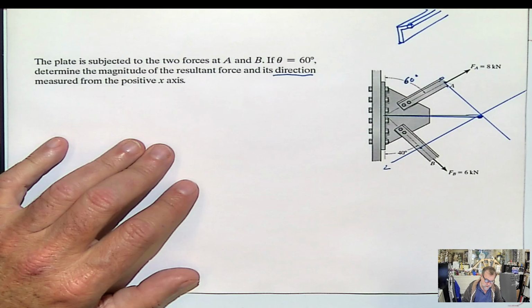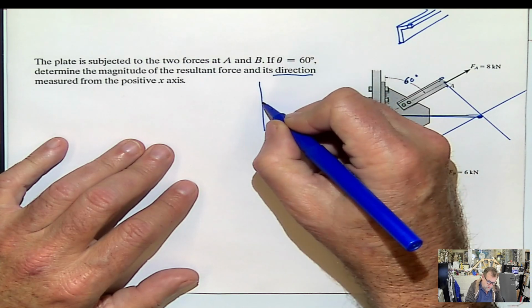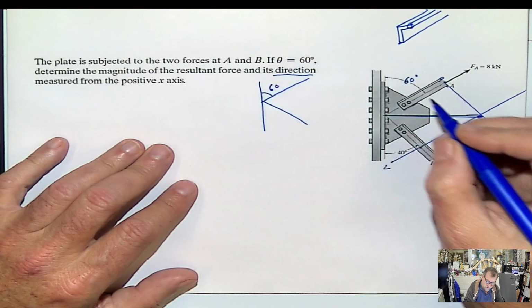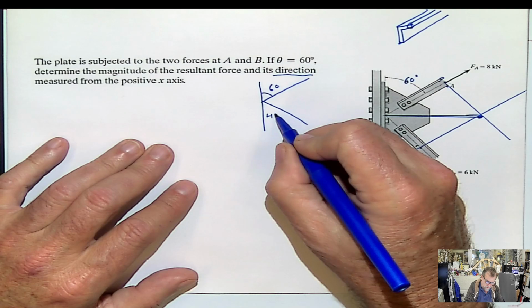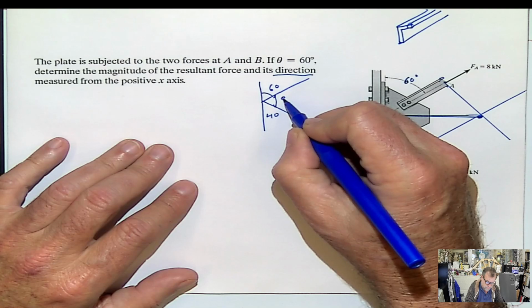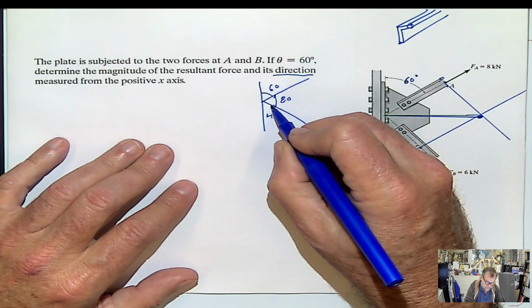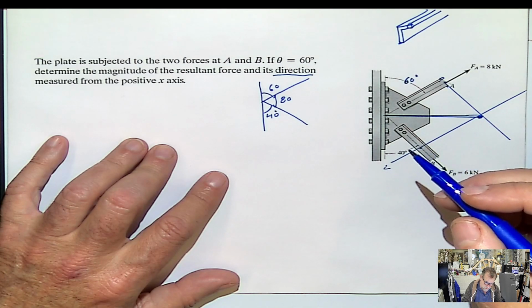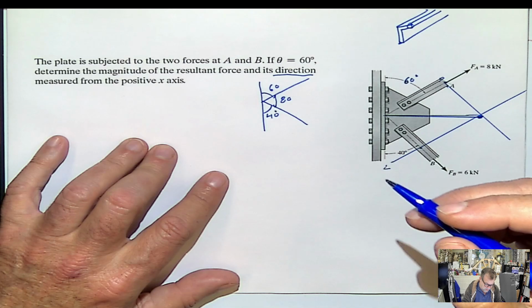So if you have this and you have that, and you know this angle is 60 and this angle is 40 and this has to be 180, you know this part here has to be 80. Agree? If you don't agree, you have to. What are you going to do? Are you going to chase me and say I don't agree with that?